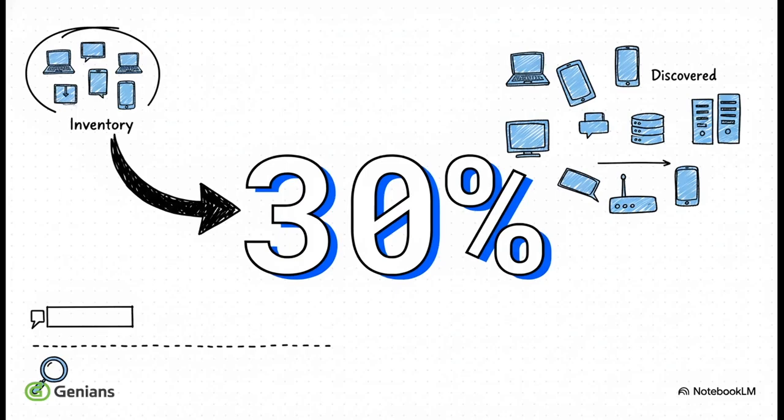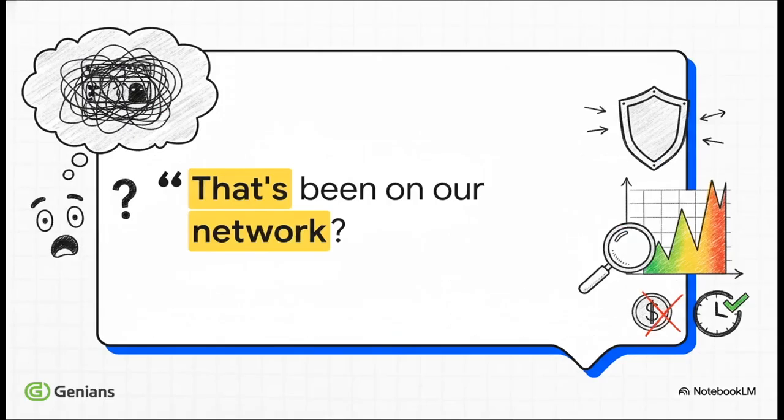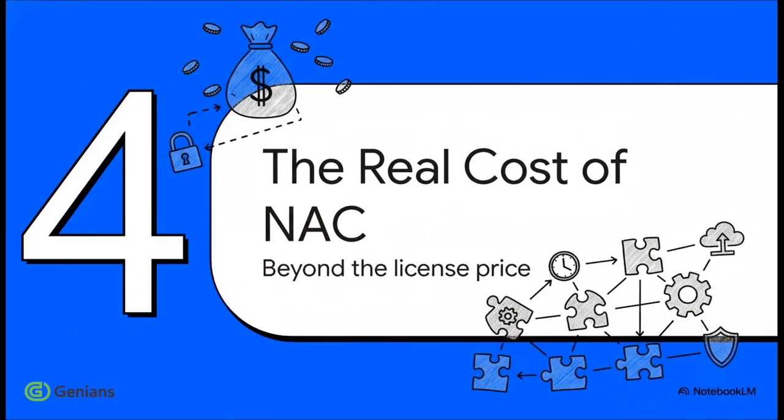So, how big is that gap, you ask? On average, organizations discover 30% more devices than their inventory management systems even knew existed. Just let that sink in for a second. 30%. That is a massive visibility gap. And it always leads to this moment of shock when the security teams see the dashboard for the first time. It's always, wait a minute, that's been on our network? And that initial discovery, that immediate security value, it happens right inside the free trial, before you've even spent a single dime.